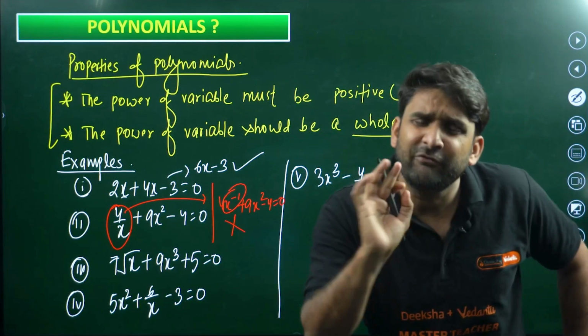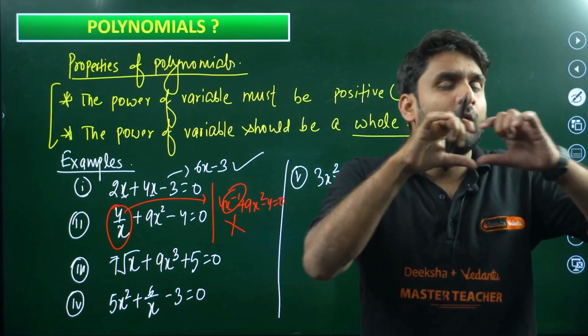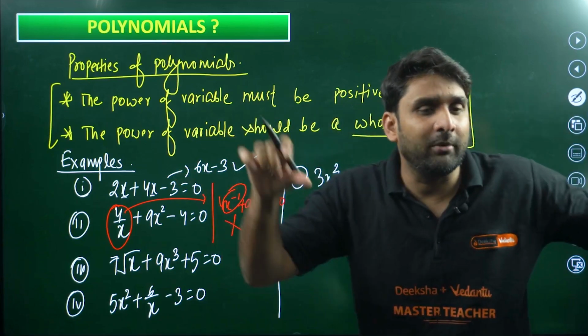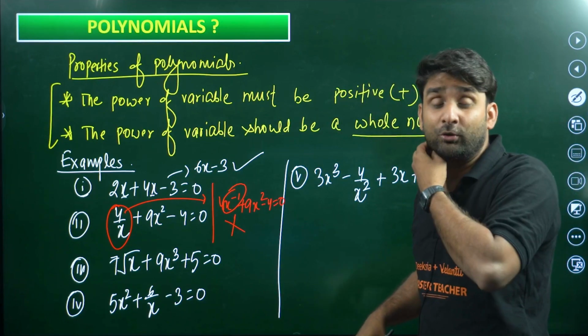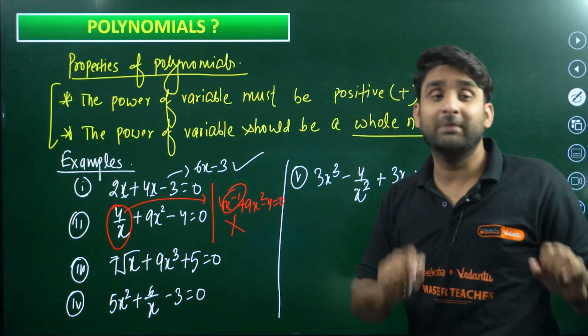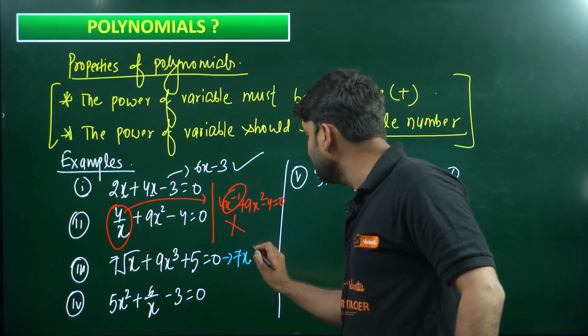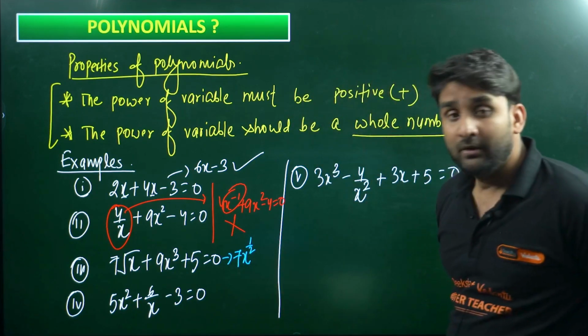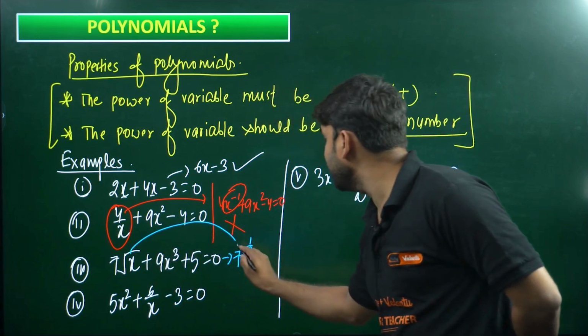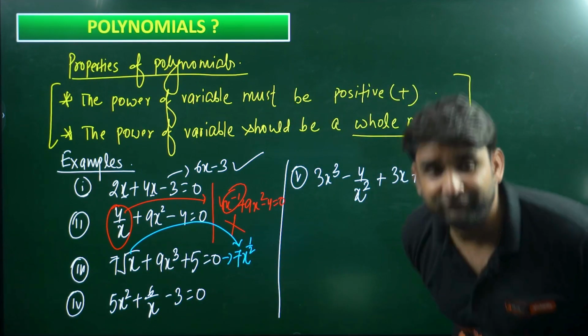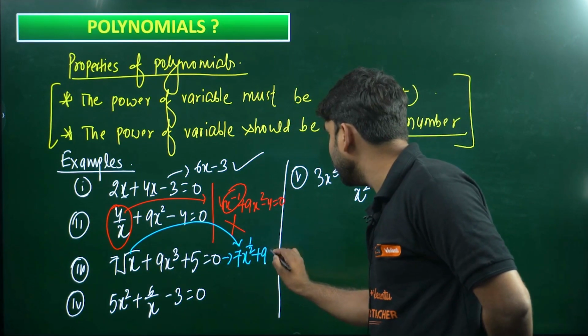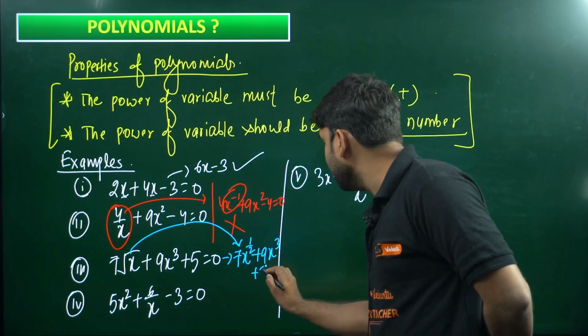My dear champion, if you remove the root, what will be the format? After removing the root in mathematics, you all know power 1 by 2 comes up. So we can modify this equation, 7x to power half. Under root x means x to power half, plus 9x cube plus 5 is equal to 0.